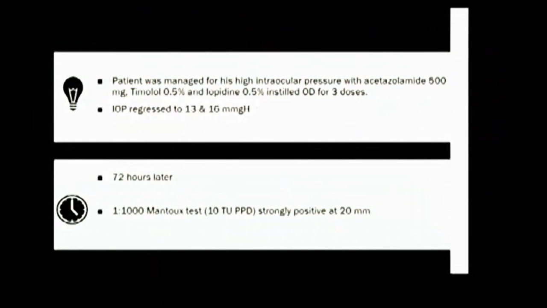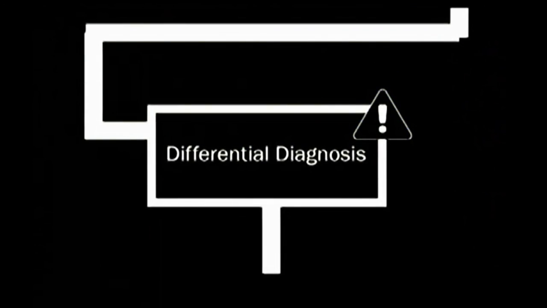So the patient was managed for his high intraocular pressure, and then IOP regressed to 13 and 16 mmHg. 72 hours later, the PPD Mantoux test was strongly positive, 20 millimeters in duration. So what are your differential diagnoses?